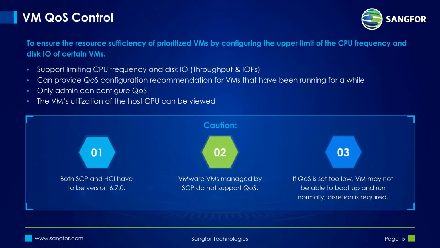The next great feature coming in 6.7.0 of HCI is VM QoS control, and this is a big one, because with VM QoS control, HCI is able to support limiting CPU frequency and disk I/O on the VM configuration page. And if you have some VMs that have been running on the previous version of HCI, when HCI has been upgraded to 6.7.0 and you keep those VMs running for a while, we will give you a recommendation for the QoS configuration based on the consumption of the workload.